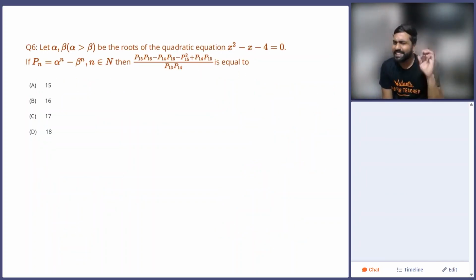Okay, what do we have? This is the easiest type of question. Always use Newton's theorem over here. What does Newton's theorem say?